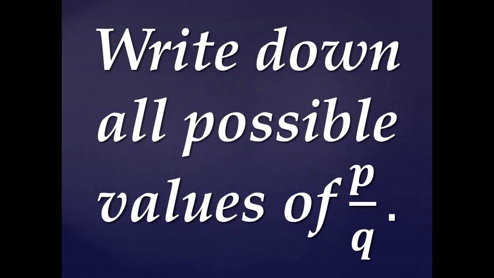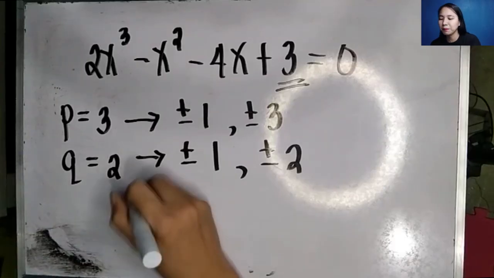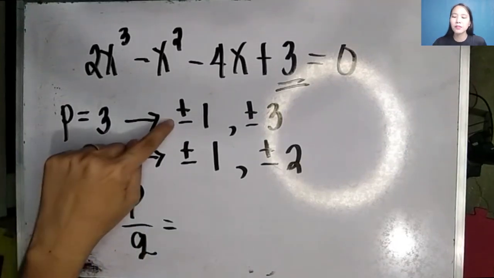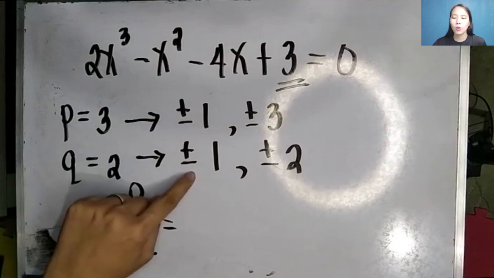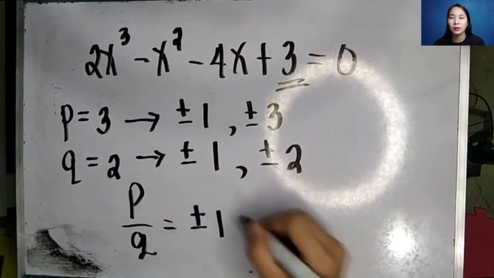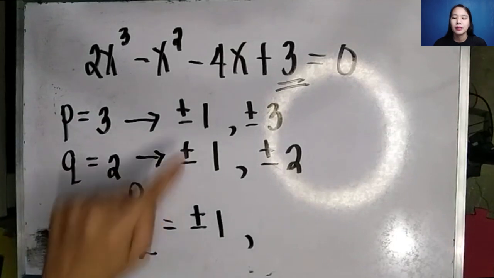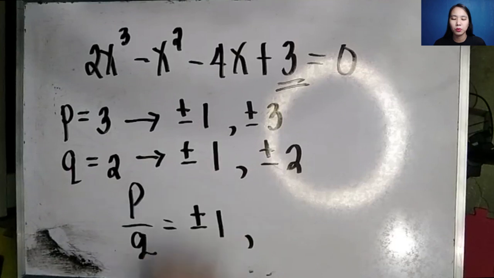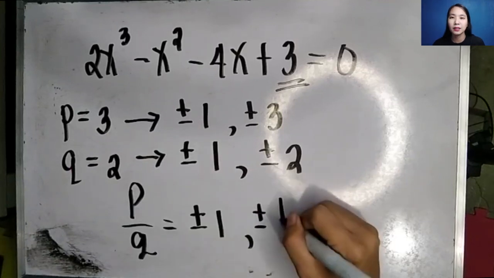The next step is to write down all the possible values of p over q. So let us get p over q. We have ±1 over ±1 is equal to ±1. Then ±1 over ±2 is equal to ±1/2.